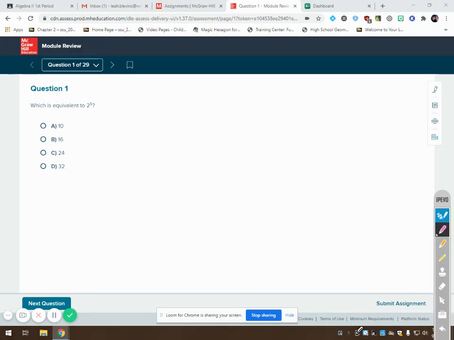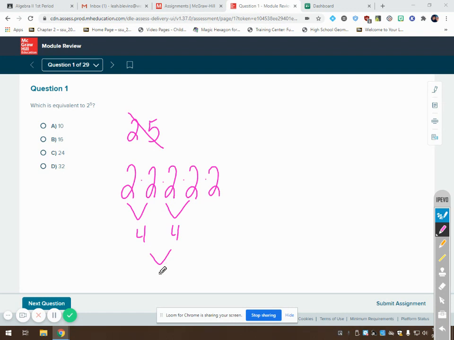So this very first problem asked me which is equivalent to 2 to the 5th. Remember, this does not mean 2 times 5. This means 2 times itself 5 times. So I have 2 times 2 times 2 times 2 times 2. We know this is 4, this is 4. 4 times 4 is 16. 16 times 2 is 32. So D is my correct answer.